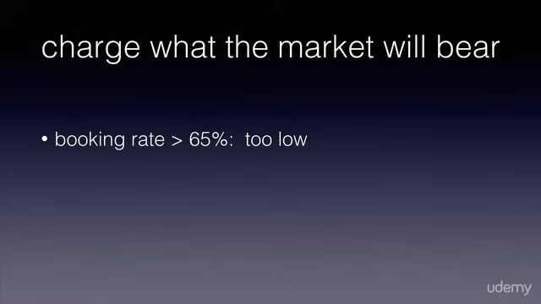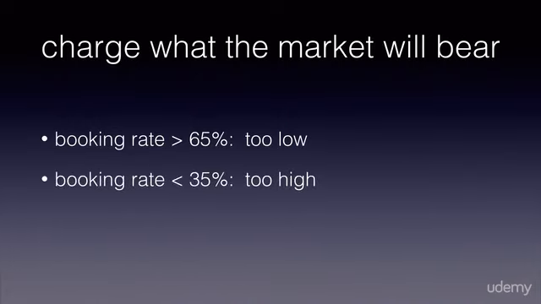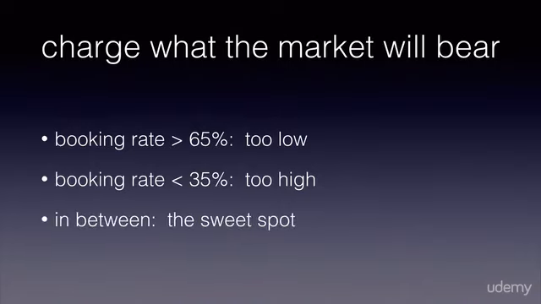Suppose your booking rate is greater than 65%. That means of the potential wedding clients that sit down and meet with you, you're booking more than 65% of them. If that's the case, then your price is probably too low and you've got plenty of room to go higher. On the other hand, if you're booking less than 35% of your potential wedding clients, then that's a sign your pricing may be too high. And then in between is the sweet spot. Now, this is just a rough rule of thumb.